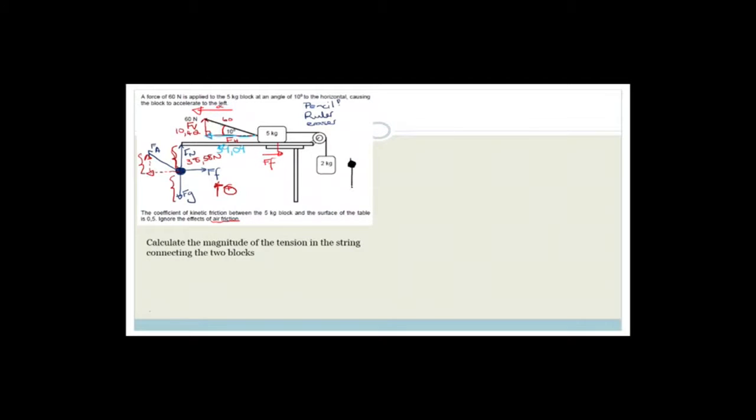There's the force of gravity down, they've said ignore air friction. So there's the force of gravity down and there's the tension. And I did this in the last one as well. There is a tension in this. I forgot about the tension. I'm so sorry. It hasn't come into play yet in this question, but I forgot about it. There is that force there, the tension. Sorry, guys. So, okay. Now it says calculate the magnitude of the tension in the string. So please don't forget to put the tension in.